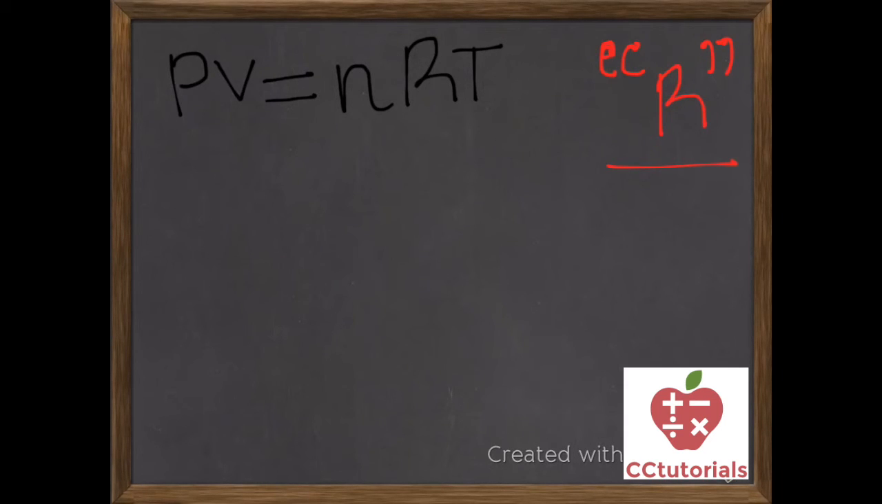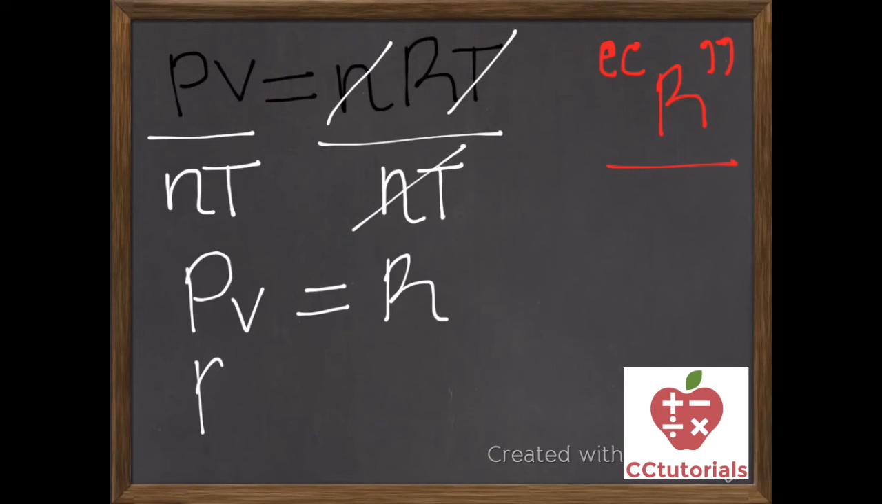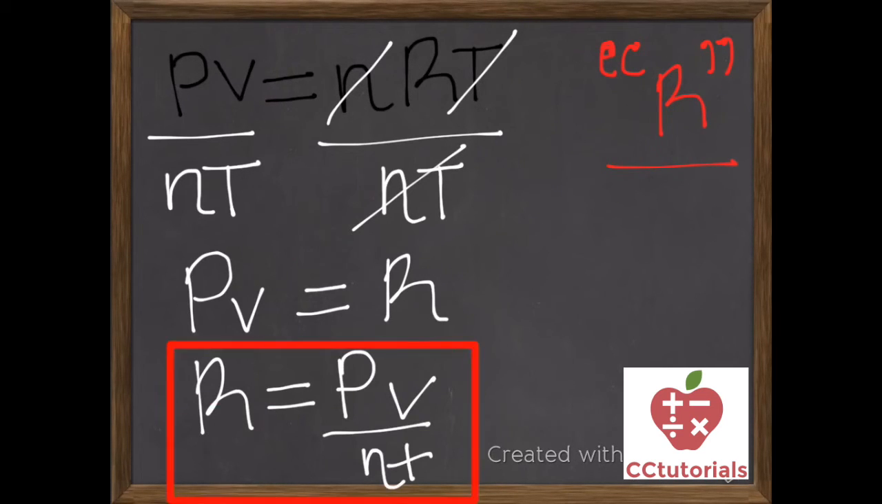In this case, we are multiplying n times r times t. So therefore, we must divide nt on both sides. That way, we get rid of nt and only have to deal with the r. So now we rewrote the equation and we switched the variable r to the left in order to make our job easier.